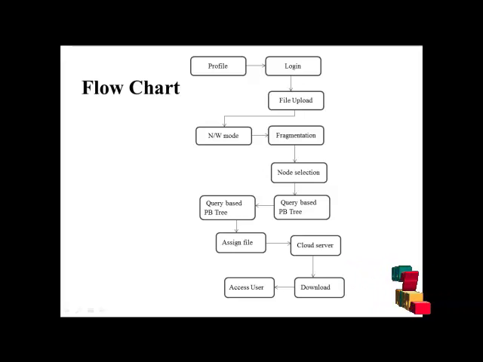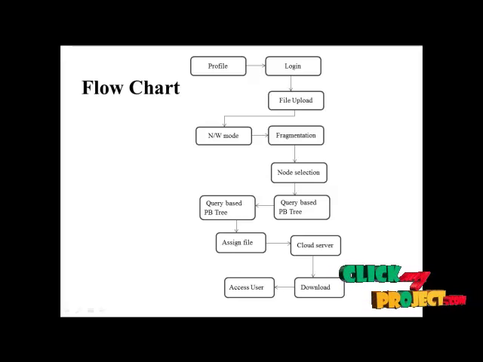Next one is the node selection. For node selection, first of all we create a number of nodes. For example, I am creating 50 nodes, but now I am choosing only 20 nodes. The 20 is the number of files. Here the number of files is 20, so I am creating 20 nodes. So the node selection is equal to the number of files, and every node is assigned to some particular file.